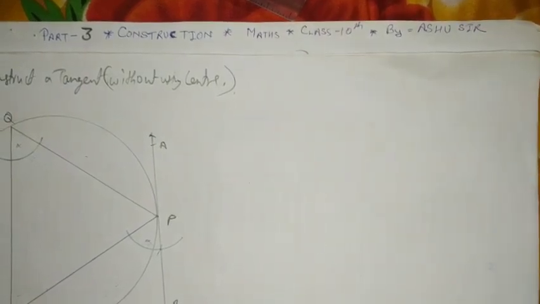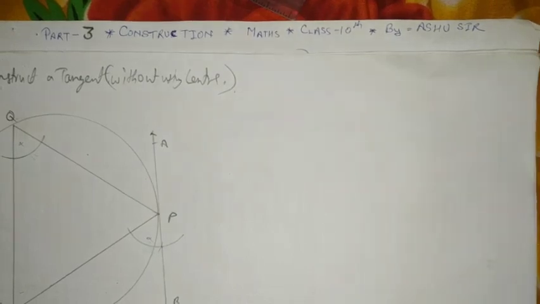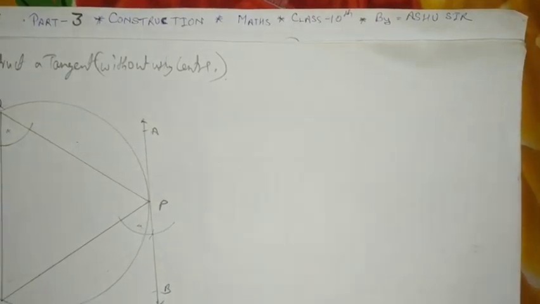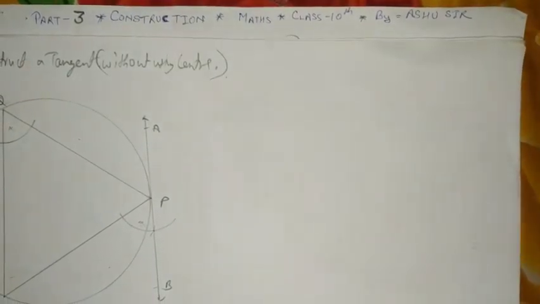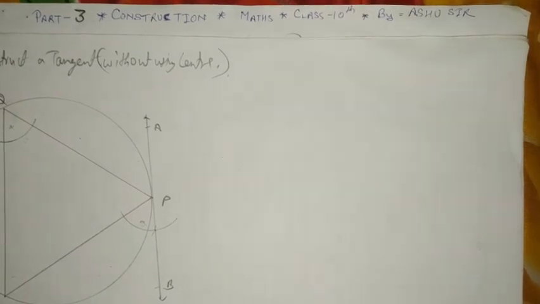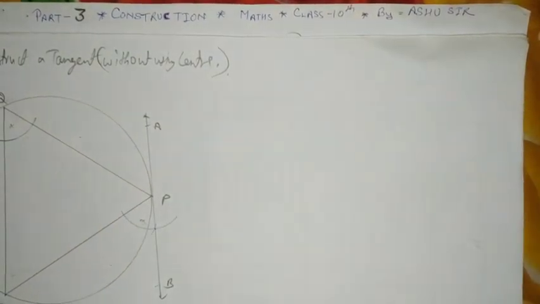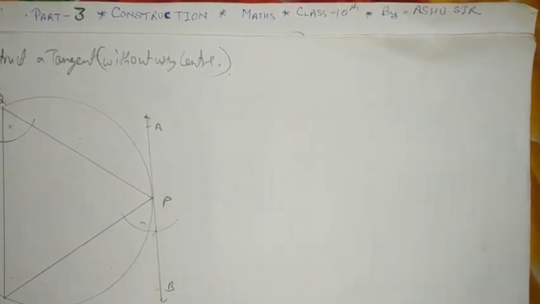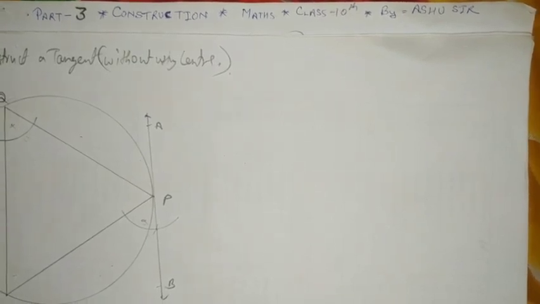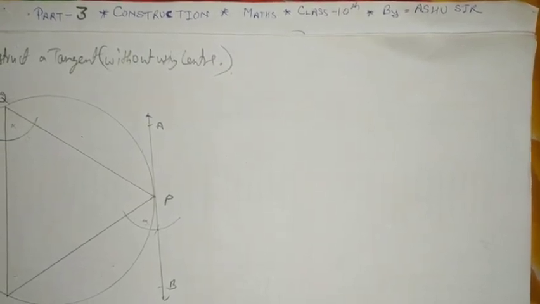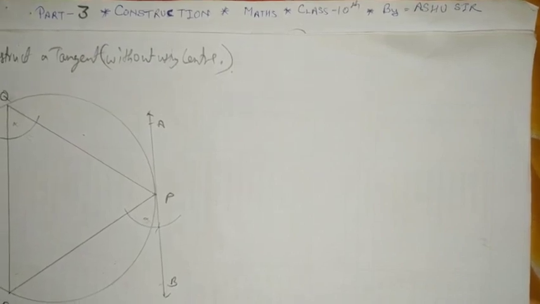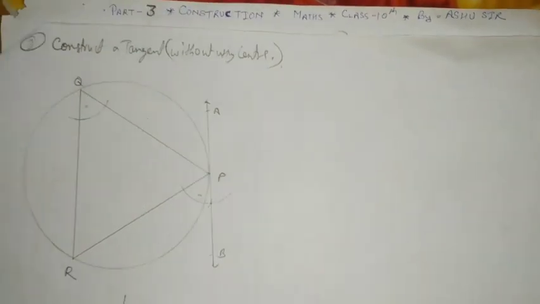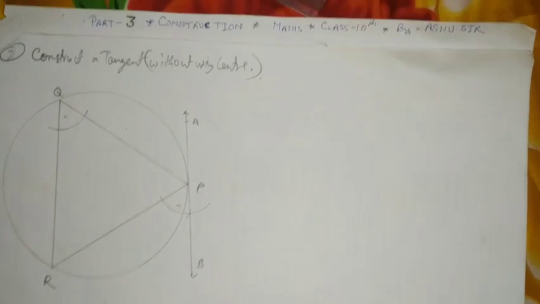In the previous video we explained how we construct a line segment divided in a given ratio, and also how we construct a similar triangle given a measurement and the fraction parts. And also in the previous video we explained how we construct the tangent from a point when this point lies on the circle, with using the center and also without using the center. So my last topic was this: construction of tangent without using center.